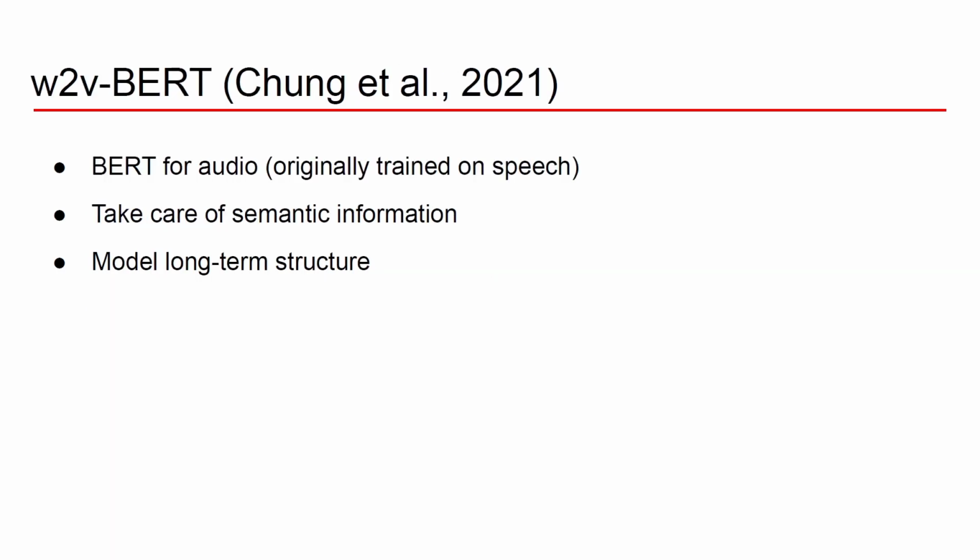Then we have the other part, which is W2V-BERT. And this is a BERT for audio. I'm sure you are familiar with this transformer architecture called BERT, but this has been used for audio and it has been originally trained on speech. And this one takes care of semantic information. It has the capability of modeling long-term structure.